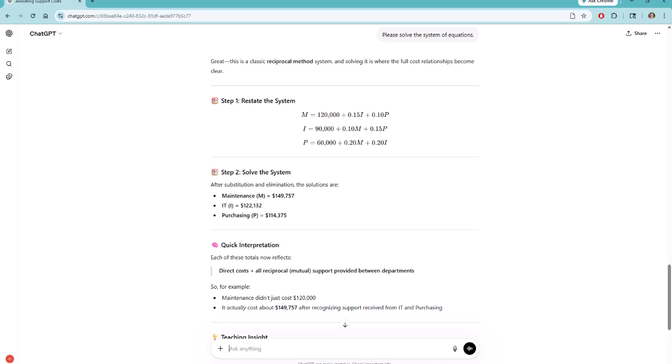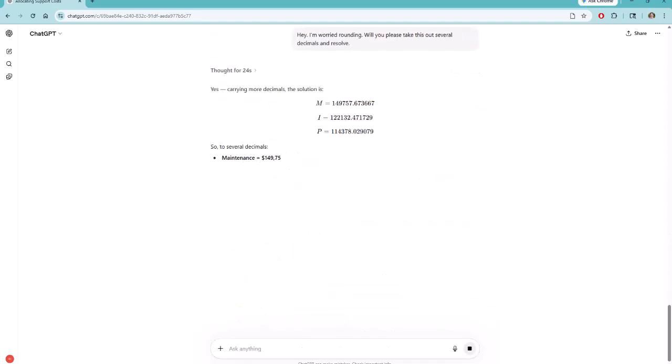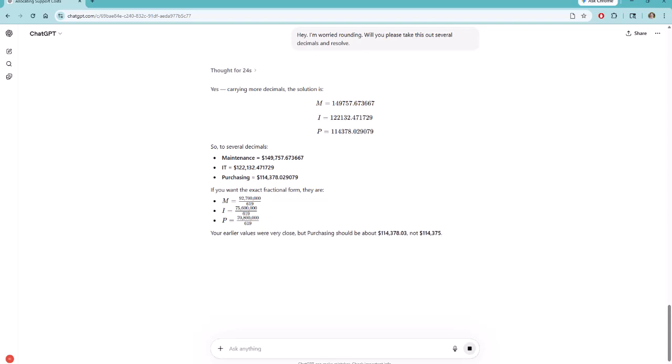So I'm going to tell it, hey, I'm worried about rounding. Will you please take this out several decimals and resolve? All right, this is actually much more precise. So next thing we're going to do is explain how our production departments should be allocated these support department costs.